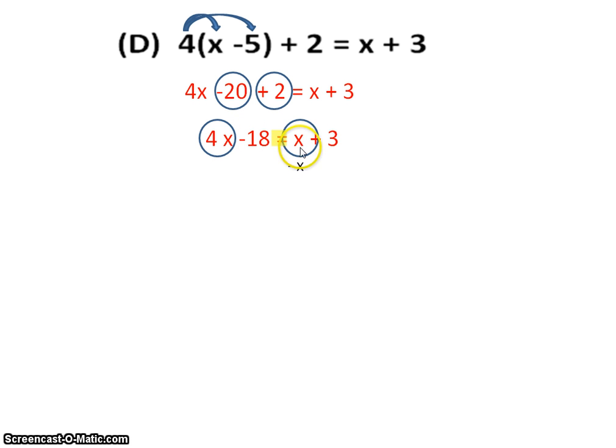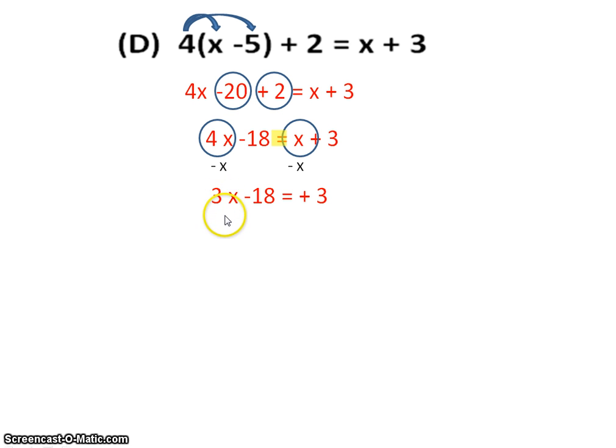So, in this case, let's go ahead and subtract x from the right-hand side. I can do that as long as I subtract x from the left-hand side. So, on the right-hand side, x minus x, that will drop out or equal 0. On the left-hand side, 4x minus x will come out to be 3x, and bring the rest of the terms down. Subtract 18, bring down the equal sign, and bring down plus 3. Now we're going to take a look at isolating the variable.